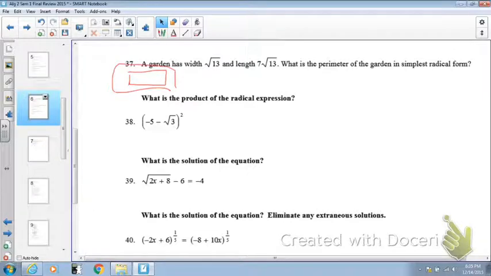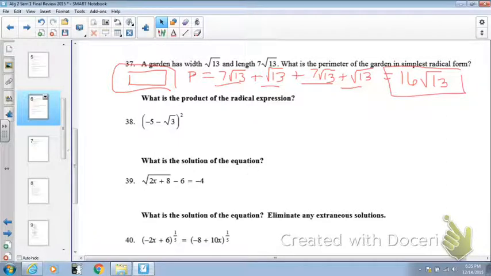So we've got perimeter is the length plus the width plus the length plus the width. So 7 square root of 13 plus square root of 13 plus 7 square root of 13 plus the square root of 13. We're just going to add all those together. Since they all have a radical, root 13, we can just add the numbers in front. So we've got 7 plus 1 is 8 plus another 7 is 15 plus another 1 is 16 square root of 13. And that's my solution.